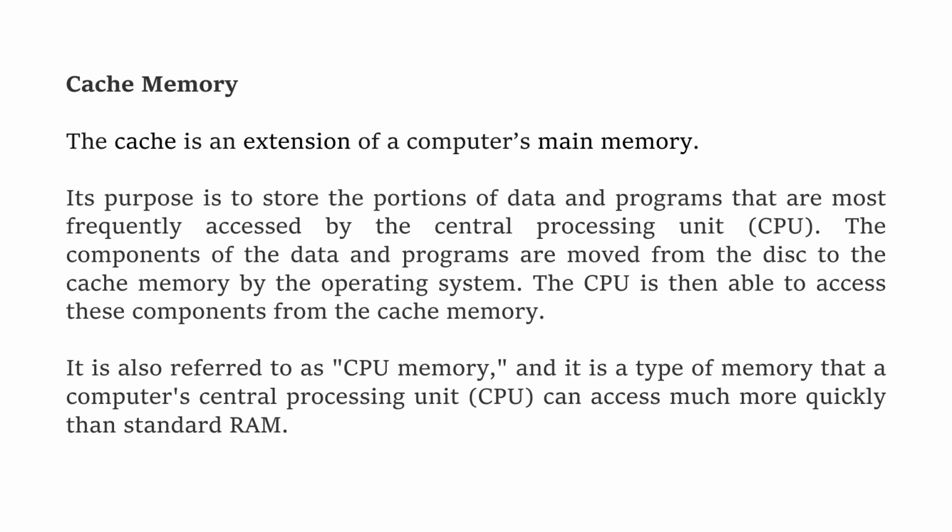This is also referred to as the CPU memory, and it's a type of memory that the central processing unit can access more quickly than standard RAM. That is, the CPU can access the data from the cache memory more quickly than it accesses from the RAM, we can say. So this is the purpose of this cache memory. So this is an extension of the computer's main memory.